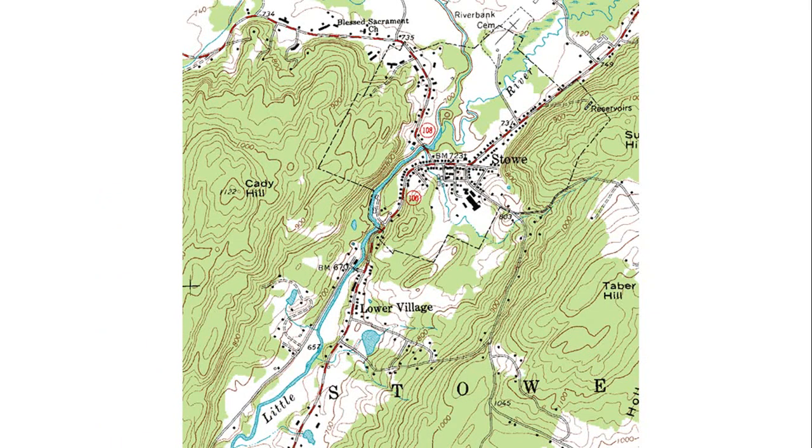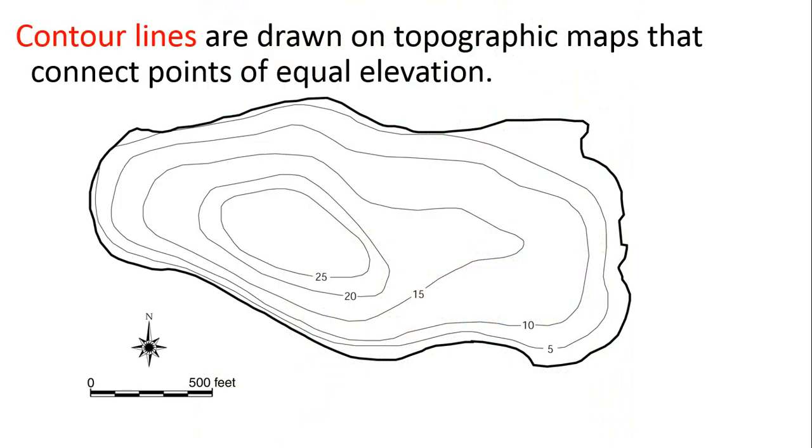Now those lines that we see on these topographic maps, we've been doing these, and we understand that each line shows us a change in elevation, where you go up a certain amount. But we haven't given these things a name. These are called contour lines. These are lines that we draw on these topographic maps that connect points of equal elevation. So we know that every place along that line has an elevation of 5, 10, 15, 20, or 25.